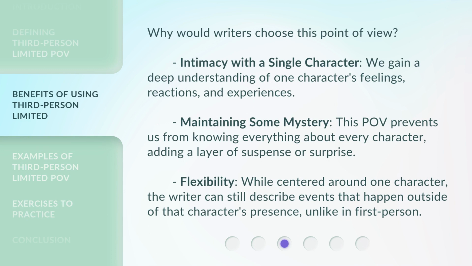Why would writers choose this point of view? Intimacy with a single character. We gain a deep understanding of one character's feelings, reactions, and experiences. Maintaining some mystery. This POV prevents us from knowing everything about every character, adding a layer of suspense or surprise. Flexibility. While centered around one character, the writer can still describe events that happen outside of that character's presence, unlike in first person.